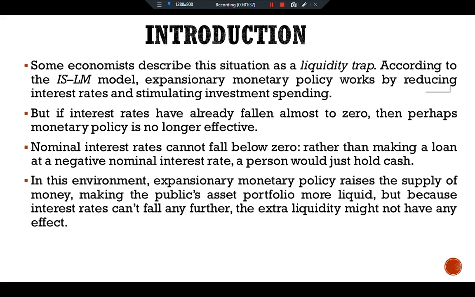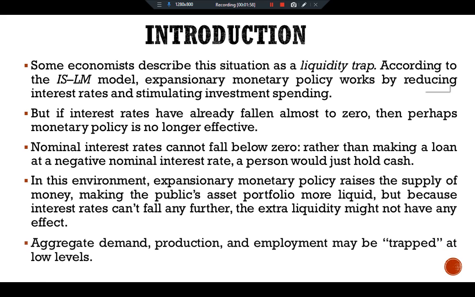In this environment, expansionary monetary policy raises the supply of money, making the public's asset portfolio more liquid. But because the interest rate cannot fall any further, the extra liquidity might not have any effect. Aggregate demand, production, and employment may be trapped at low levels.